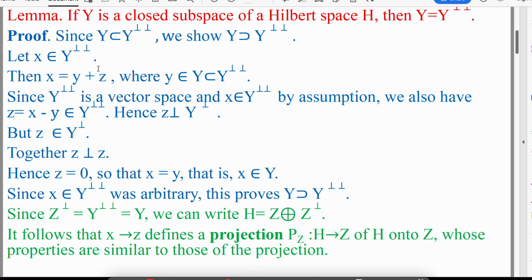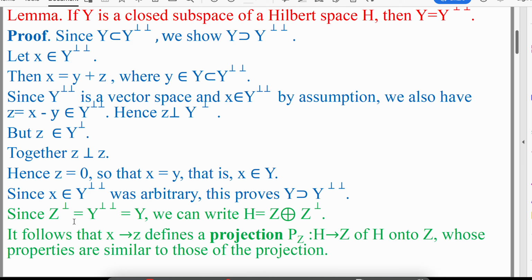If Z is equal to 0 here, then X equal to Y. But Y belongs to Y, therefore X also belongs to Y, because X is equal to Y. So we have proved that if X is any arbitrary element of the double orthogonal complement of Y, then it also belongs to Y. It means Y contains the double orthogonal complement of Y. So combining this with Y being a subset of the double orthogonal complement of Y, we get Y is equal to the double orthogonal complement of Y.